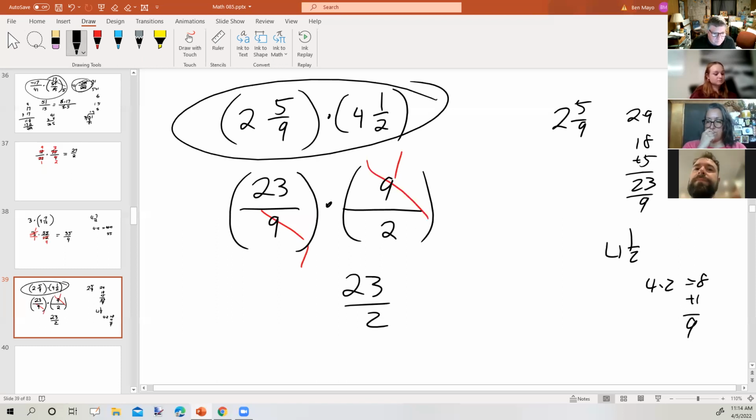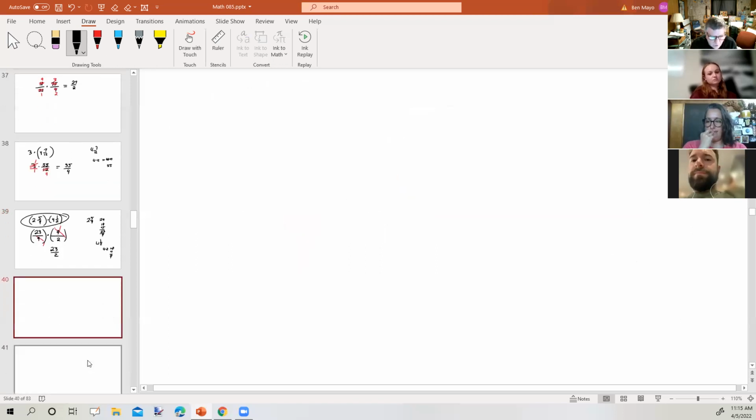All right, now we're almost done. We've looked at multiplying fractions and multiplying mixed numbers. We have to change the mixed numbers into fractions first. What about dividing fractions? Well, here's the deal.